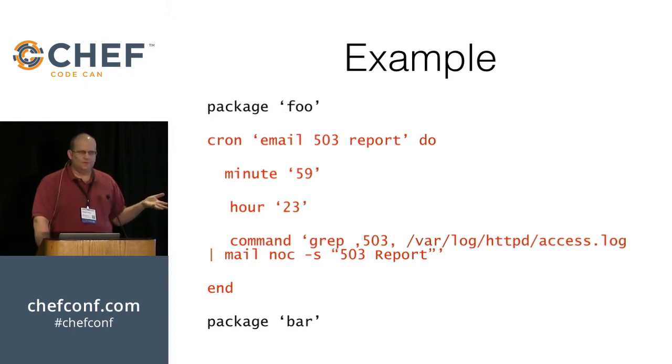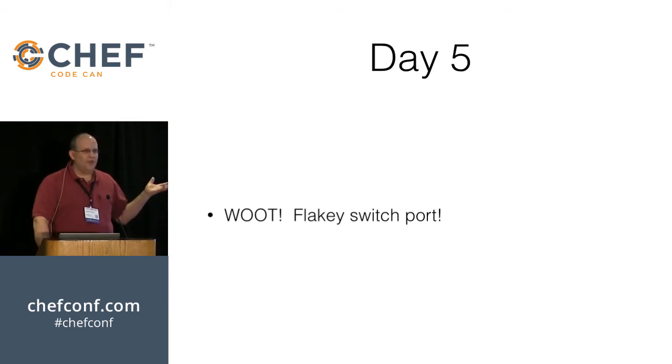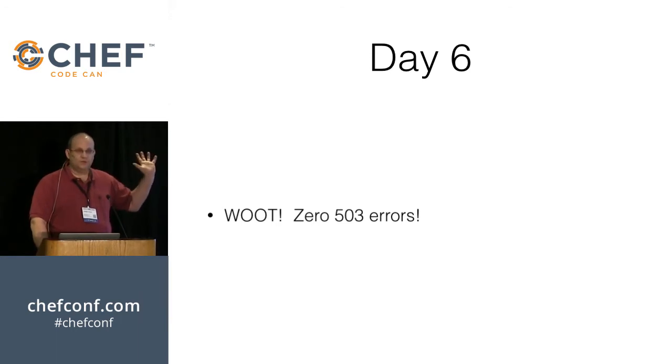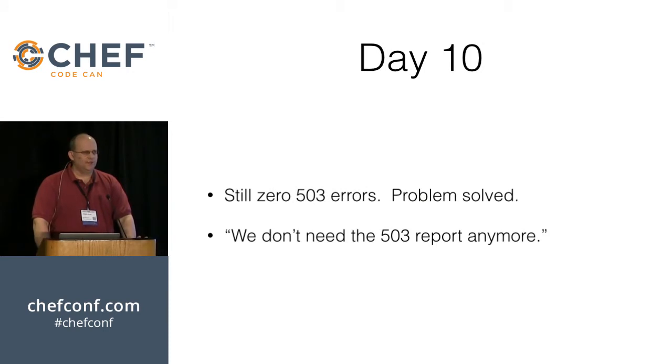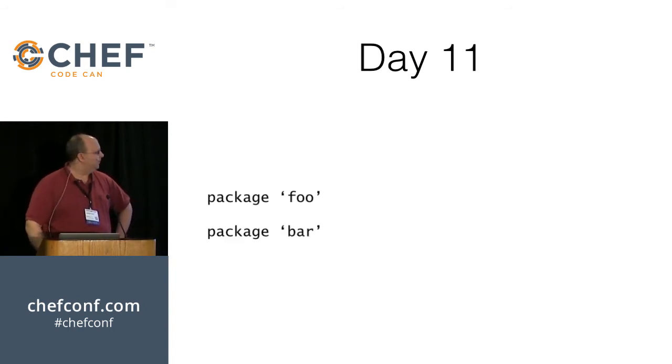This is going on for a while. They start using the data, and they figure something else out. On day 5, woohoo, found it, a flaky switch port. Replace it. Then day 6, new switch port, the switch port replaced. Woohoo, we got zero 503 errors, problem solved. Day 10, still no 503 errors, problem solved. Hey, we don't need the 503 report anymore. So day 11, you go back to our previous resource and just delete the cron resource.